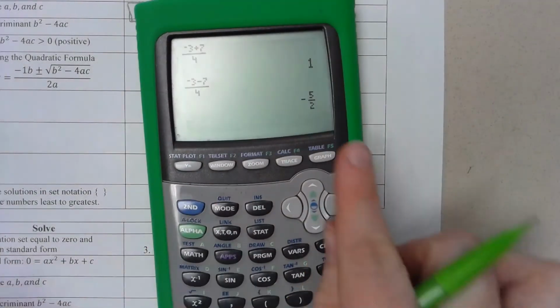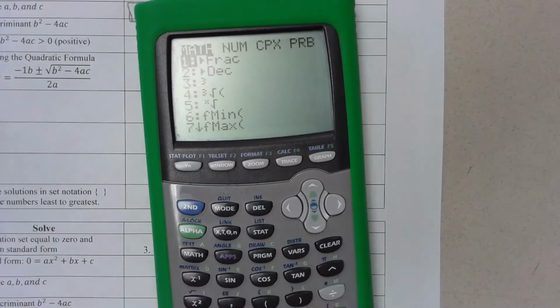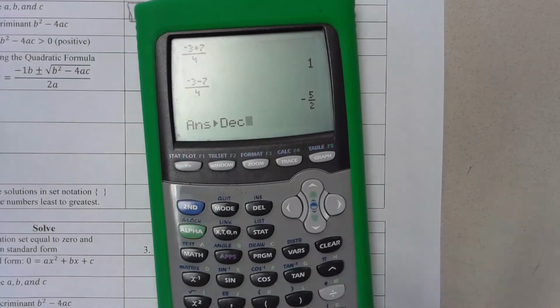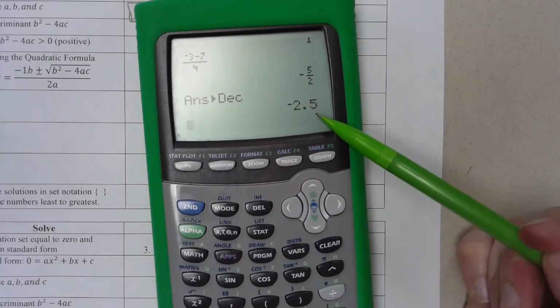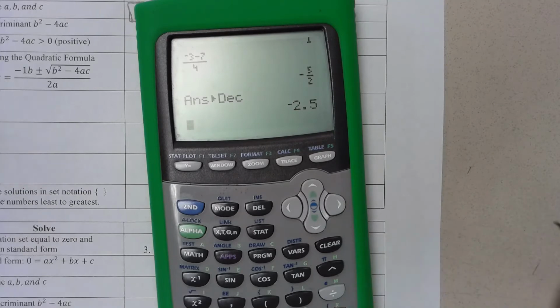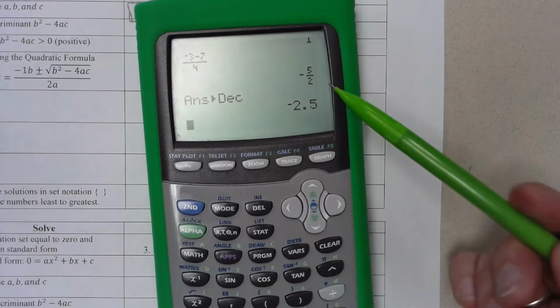Again, feel free with that fraction if you want to hit math decimal, which is option 2. It will change that fraction to a decimal. So either answer is fine as long as the decimal terminates. So 0.5, because it stops and does not repeat, you can use the decimal. But if it's a repeating decimal, you have to use the fraction.